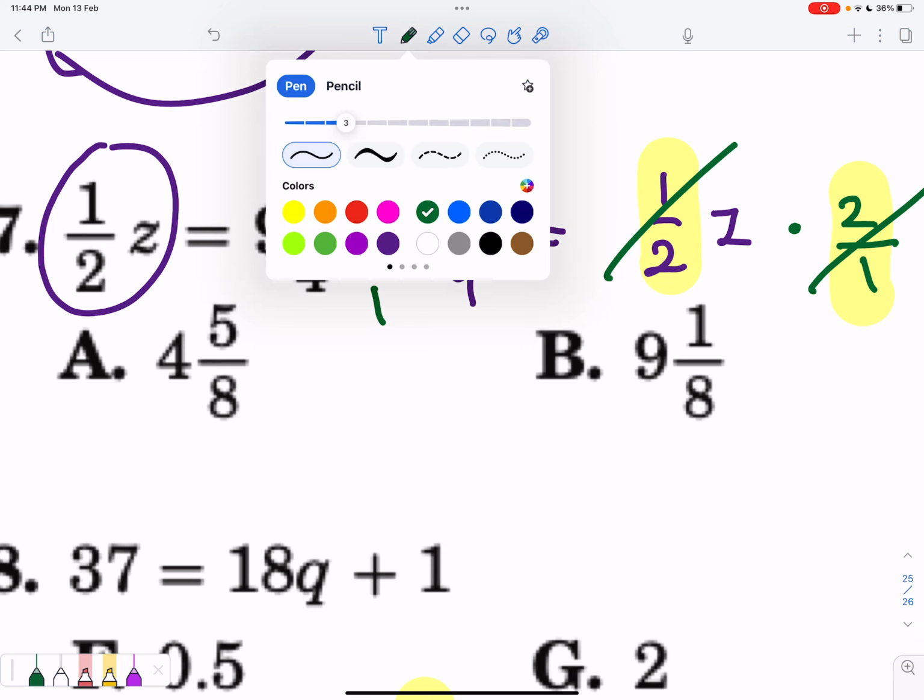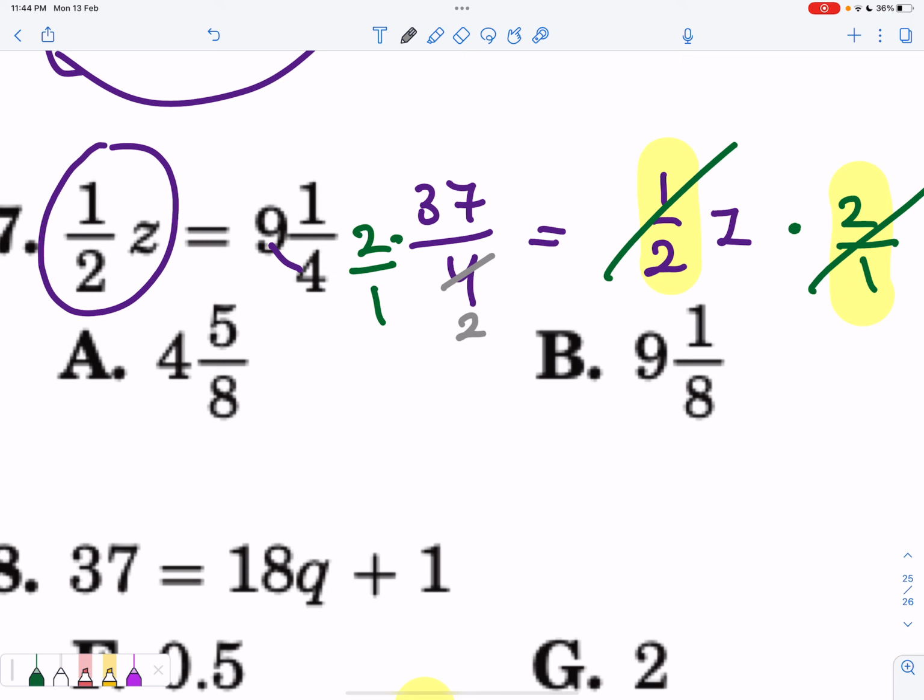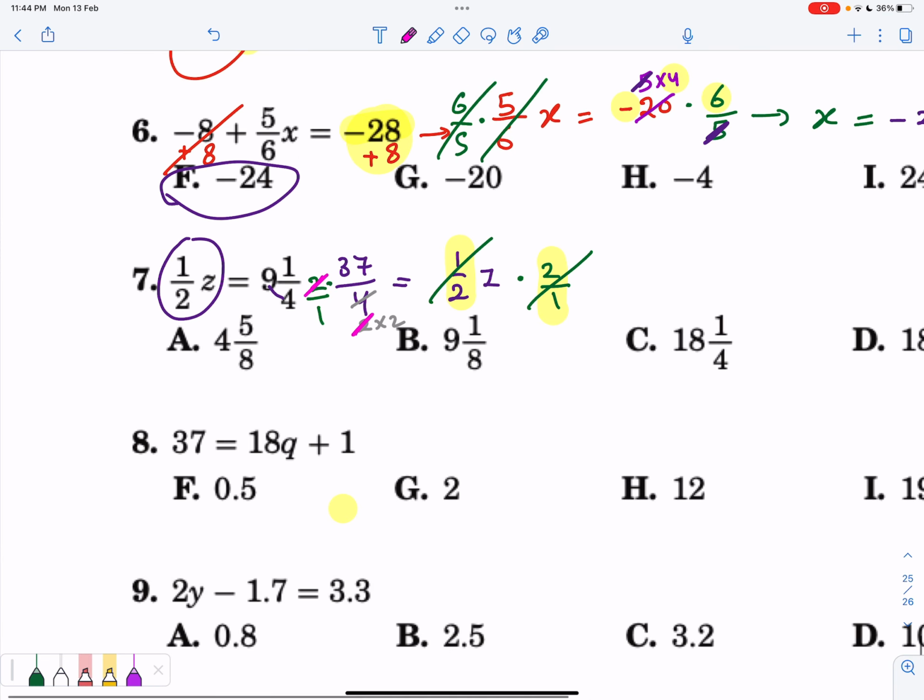I can say that the 4 is 2 times 2, right? Now I can cross one of these 2's with this 2 up here. So I will just have left 37 over 2 divided by 1, so it's the same thing. So here I will get 37 over 2, right? That is equal to z. Okay, so this is the answer that we have.